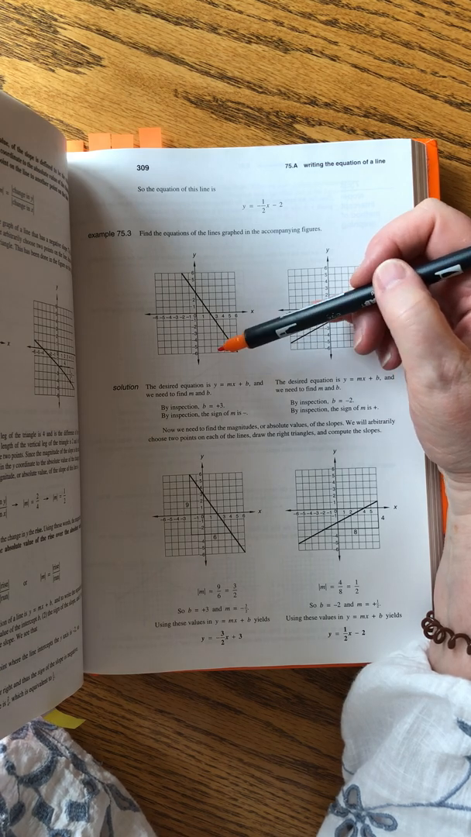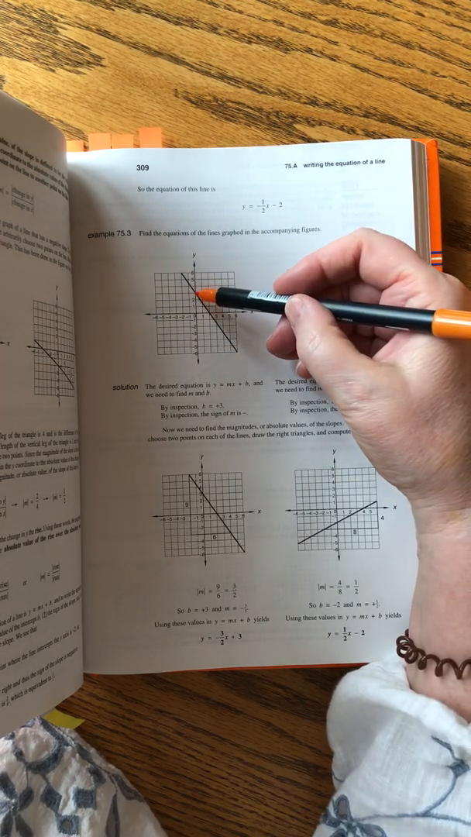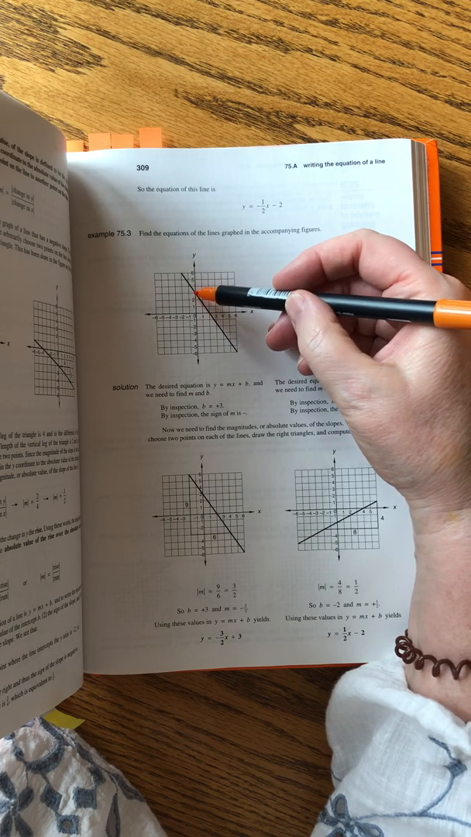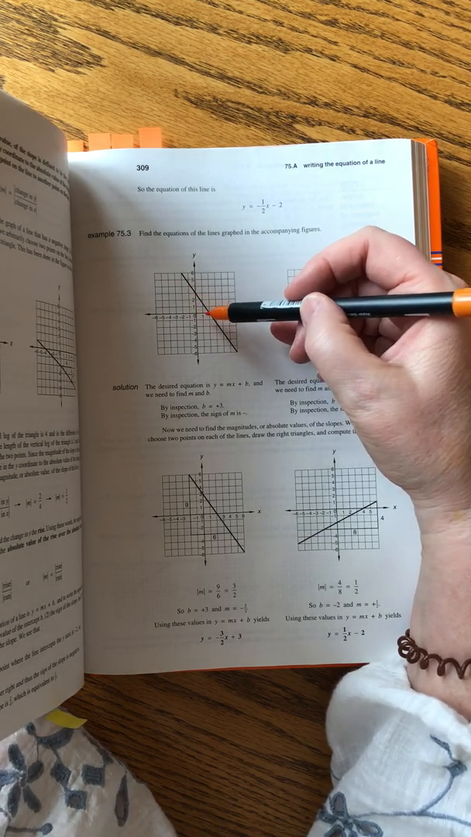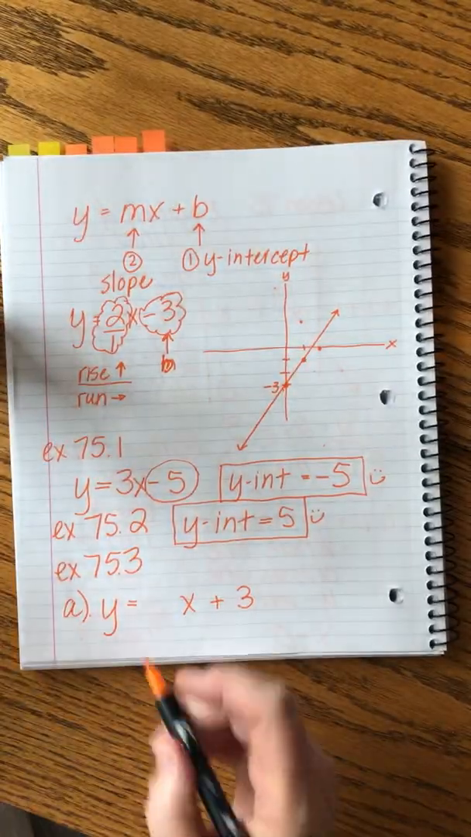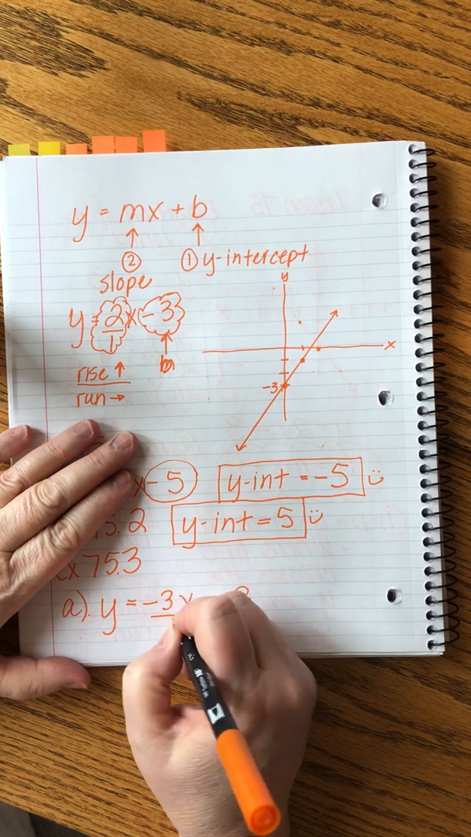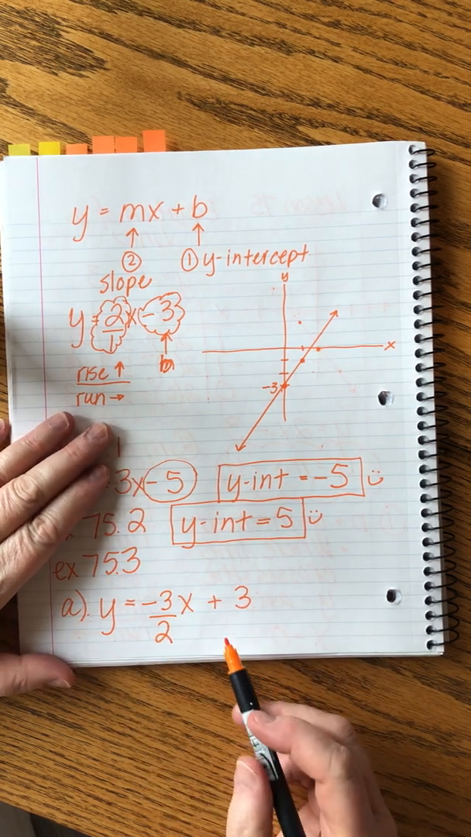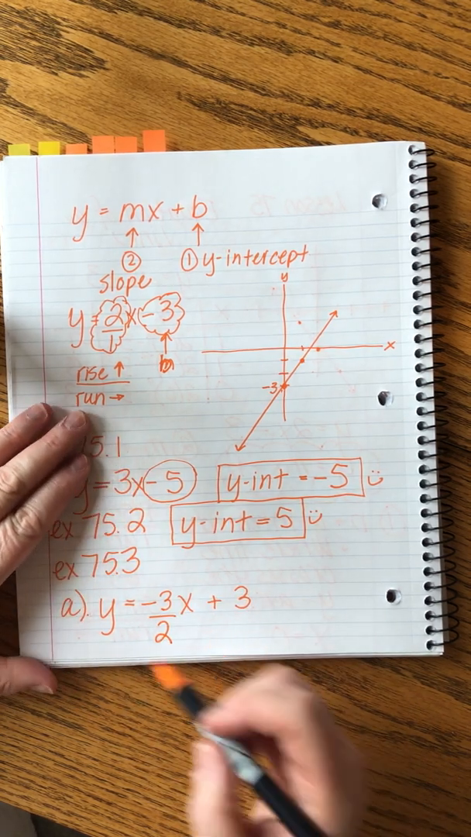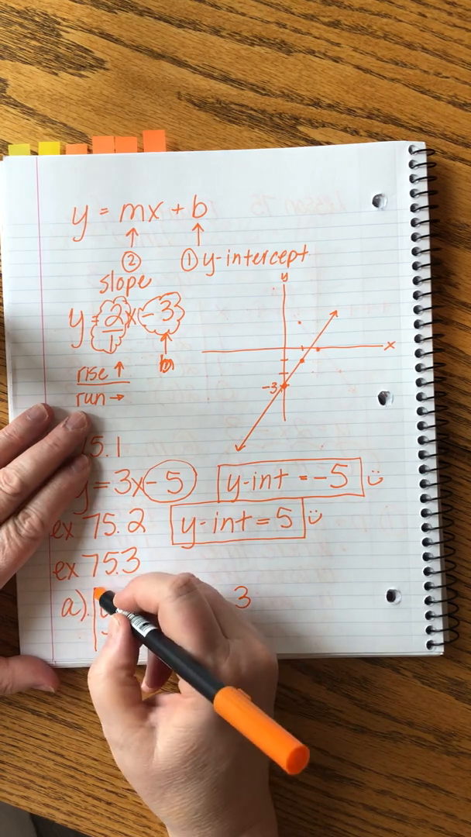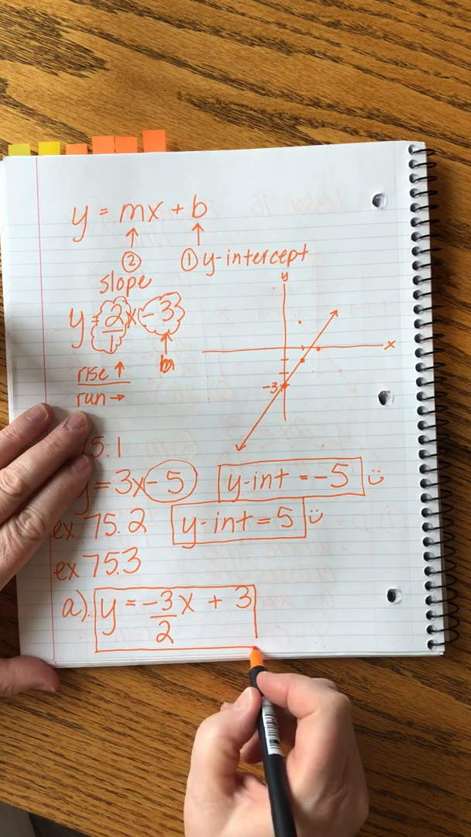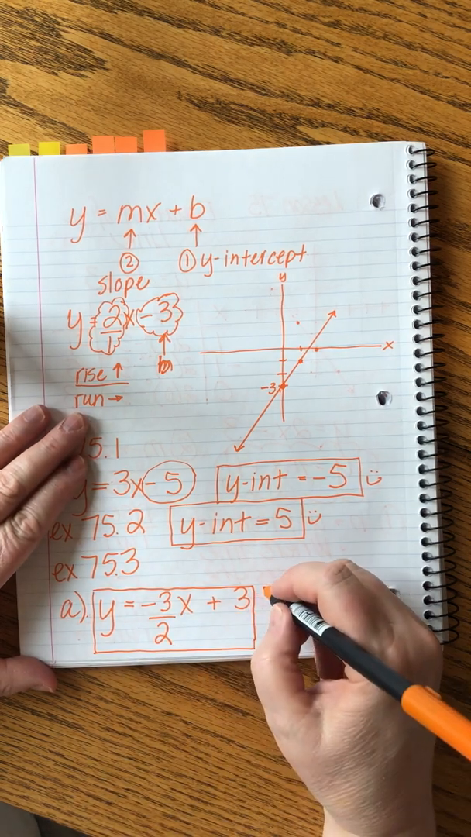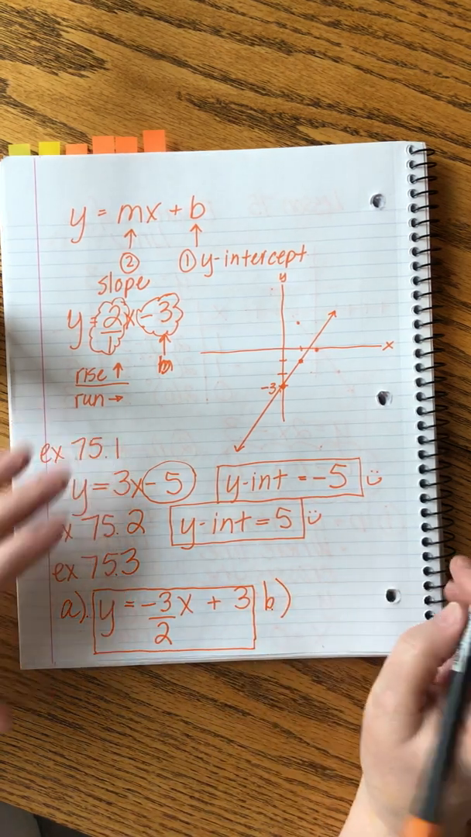So we know it's going to be the sink over the run. So we count from one point to the next point. There are two really sharp, clear points, right? So we're going to go down 3 and then over 2. And it's a negative slope because we're going downhill. So it's minus 3 over 2 x plus 3. So this is our answer. We can find the equation of a line just by looking at the picture. What the actual heck? We're so smart. Let's do the other one.